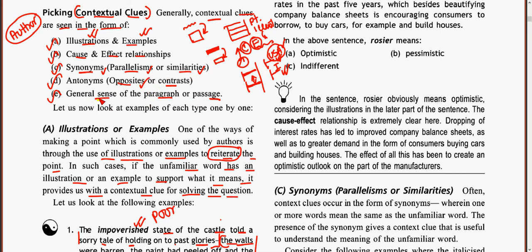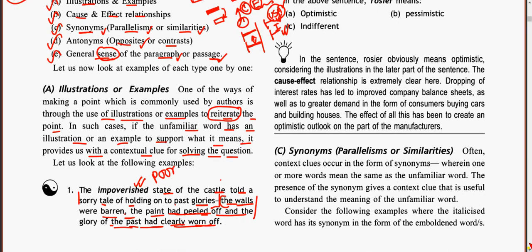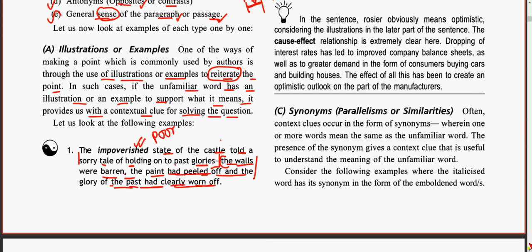Next is the general sense of the paragraph or passage. There is also a general sense, like what is the sense of the passage. From there also you can grab a contextual idea, right? Now let's take a look at an example. This will clear up a lot.